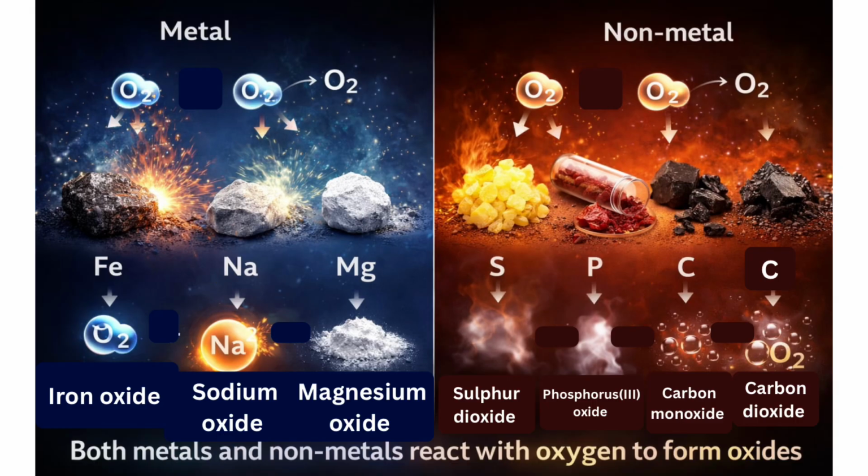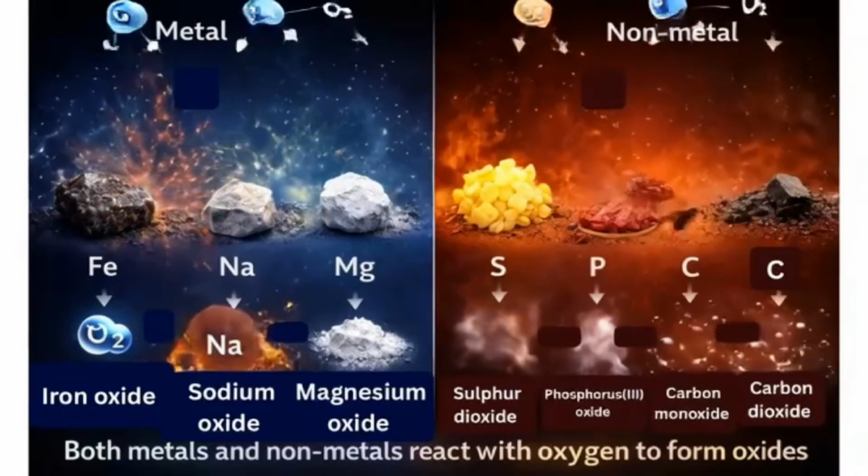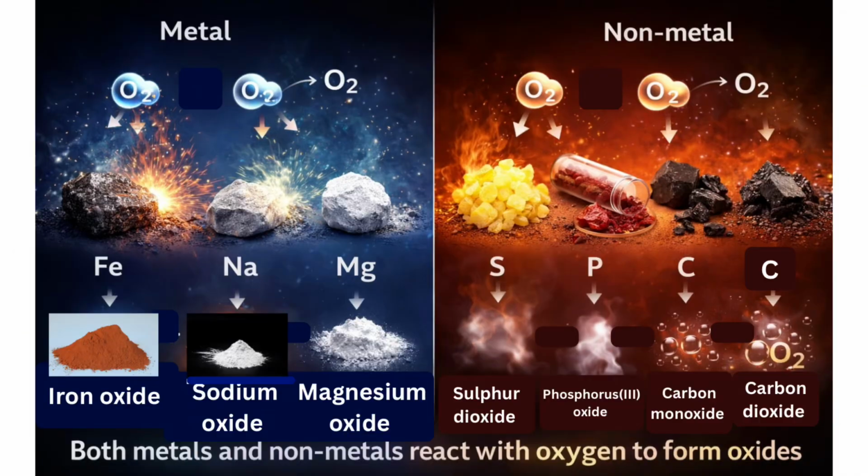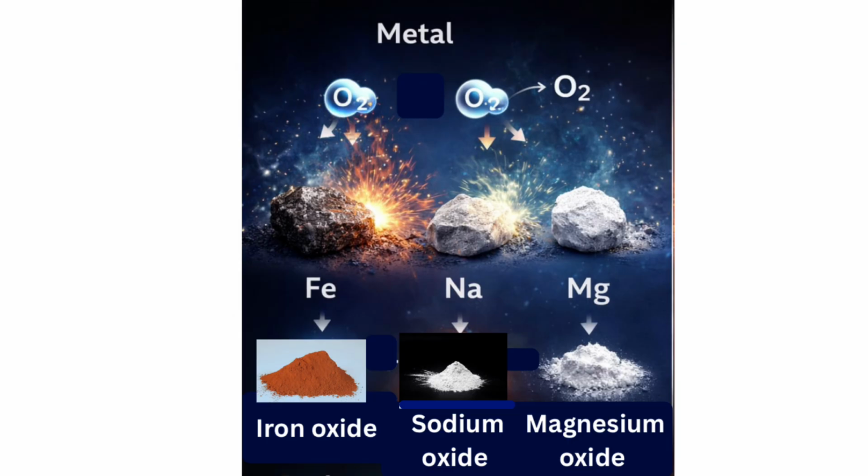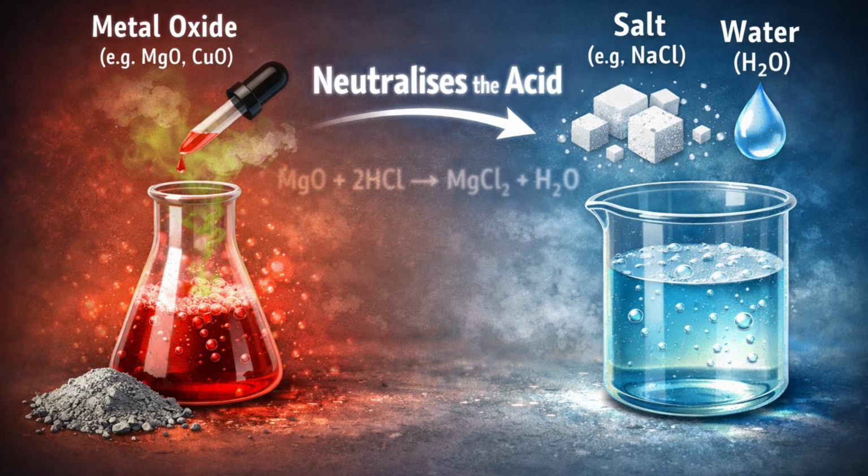Now, let's talk about oxides. Both metals and nonmetals react with oxygen to form compounds called oxides. Metal oxides are usually solid and basic. This means they can neutralize acids. Examples include magnesium oxide, sodium oxide, and aluminium oxide.